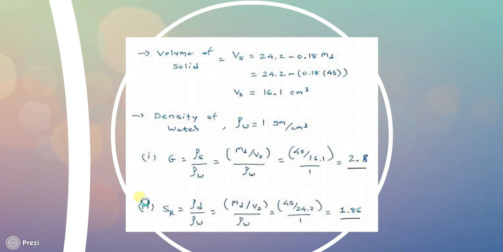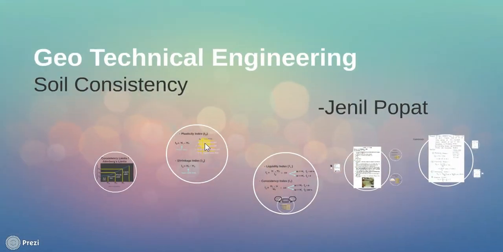For the shrinkage ratio, we have already discussed the formula: rho D by rho W. For rho D, I can put MD by V2, because for shrinkage ratio I'll put the shrunk volume. So MD by V2. I have the MD value as 45, V2, the volume at case 2 after shrinking, is 24.2, and rho W is 1. So the shrinkage ratio will be 1.86. So here I conclude the soil consistency topic. Thank you.